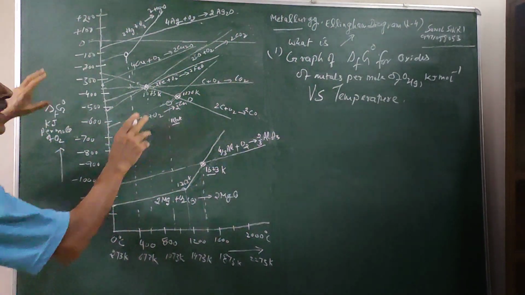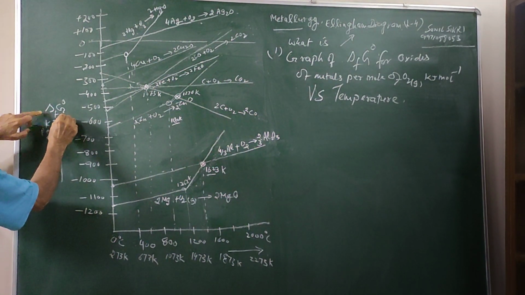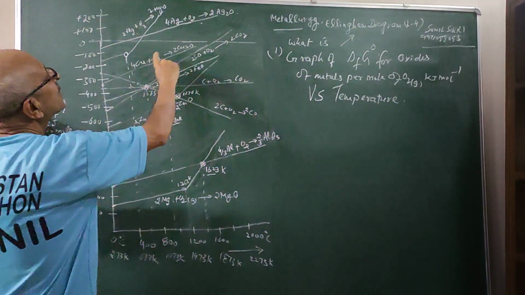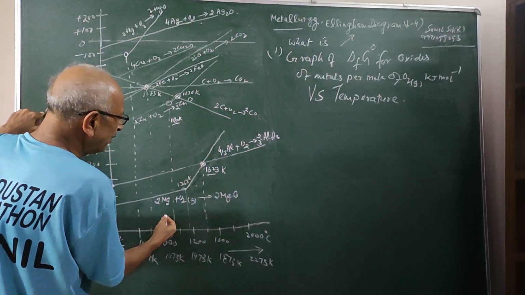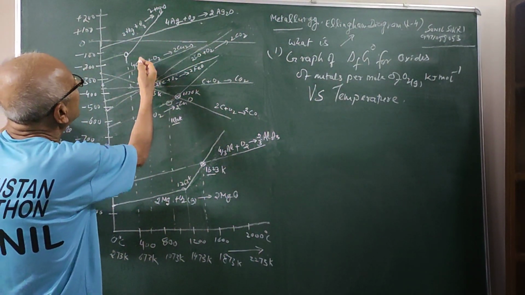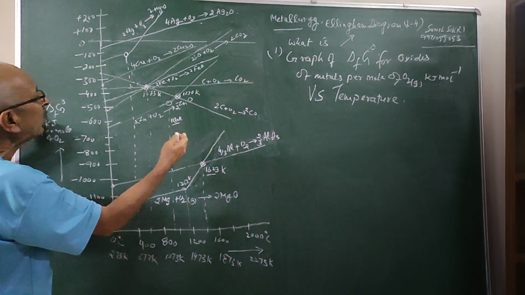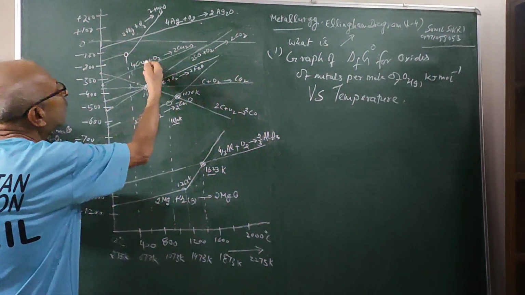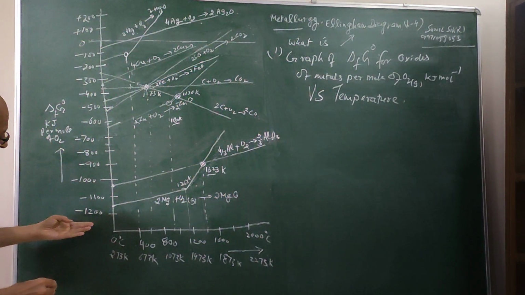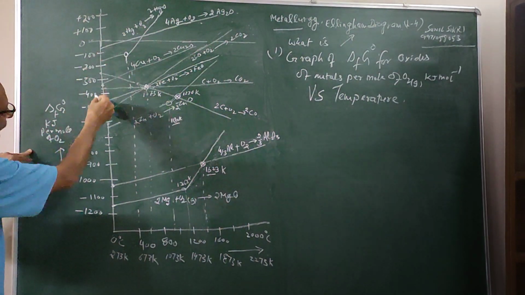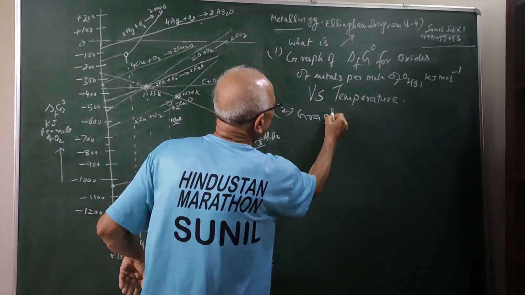Here what he has done, he has plotted delta G0 values, the standard Gibbs free energy of formation of oxides. You can see these are all oxides formed from these elements: magnesium, zinc, iron, copper, which are the most important ones for us because we are interested in the extraction of zinc from zinc oxide, iron from iron oxide, copper from copper oxide. And you can see the values are given, these are negative values.